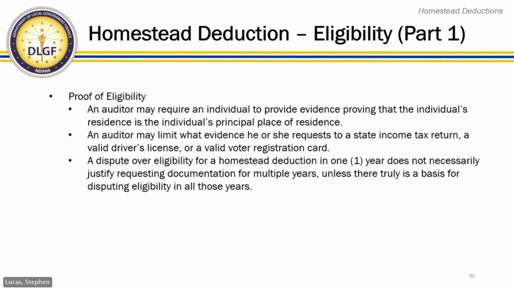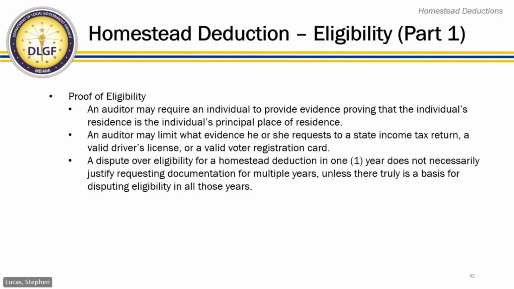Now for eligibility, in the next few slides, we'll cover eligibility and ineligibility. So the auditor may require an individual to prove eligibility and can limit that evidence to the state income tax return, a valid driver's license, or a valid voter registration card. A dispute over eligibility for deduction for 1 year does not necessarily justify requesting documentation for multiple years unless there is a basis for disputing it in all those years.